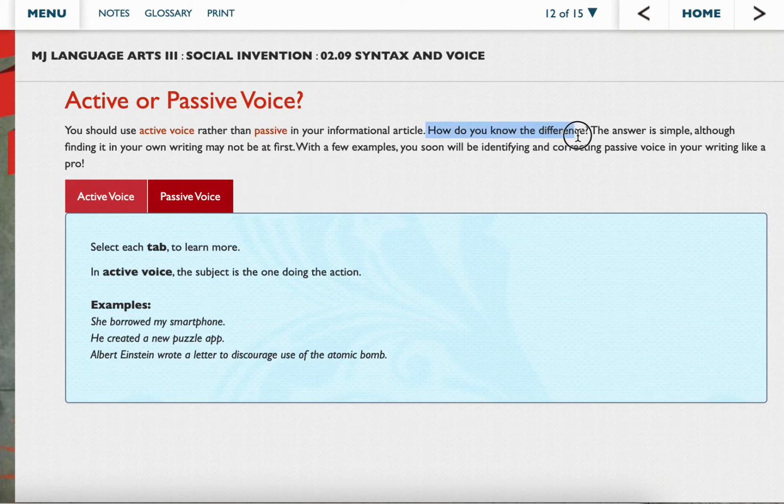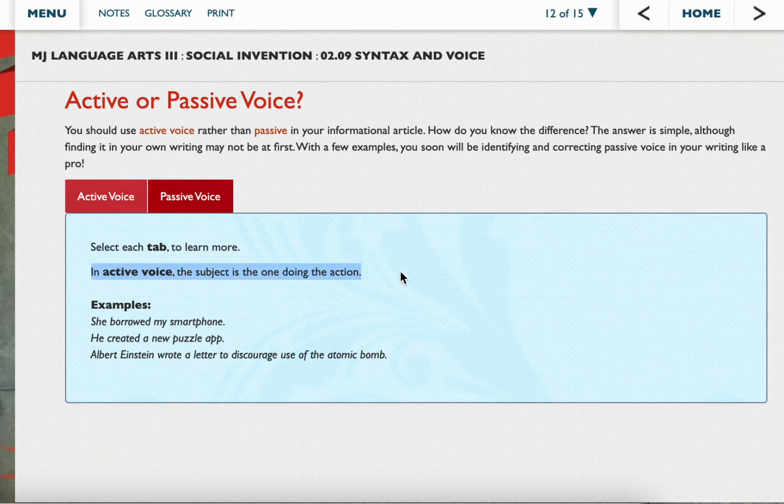How do you know the difference? The answer is simple, although finding it in your own writing may not be at first. With a few examples, you soon will be identifying and correcting passive voice in your writing like a pro. Active voice. Select each tab to learn more.